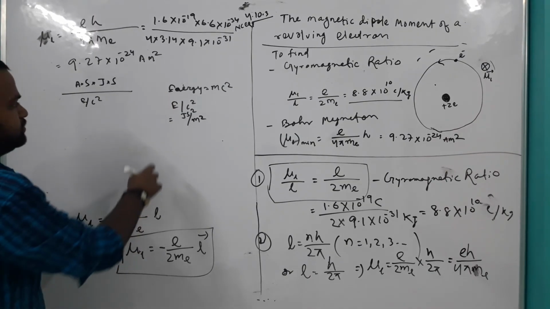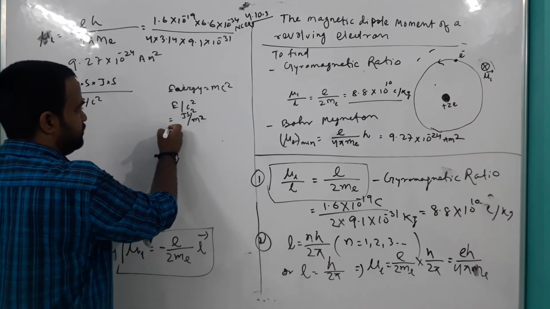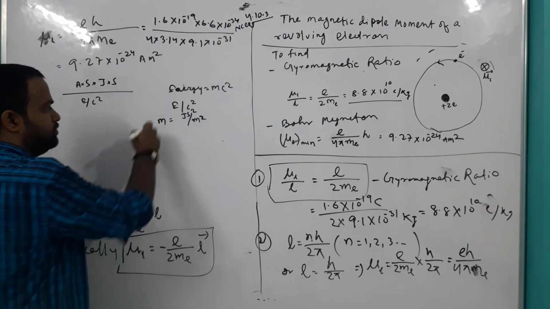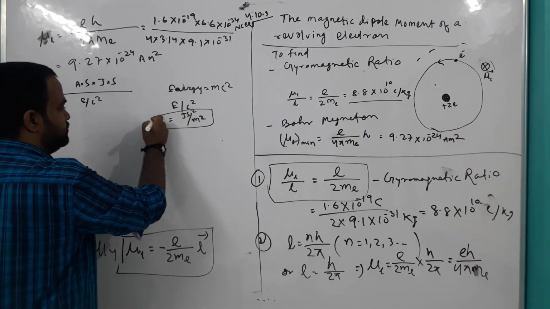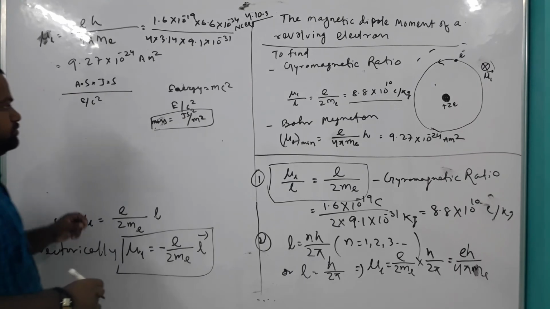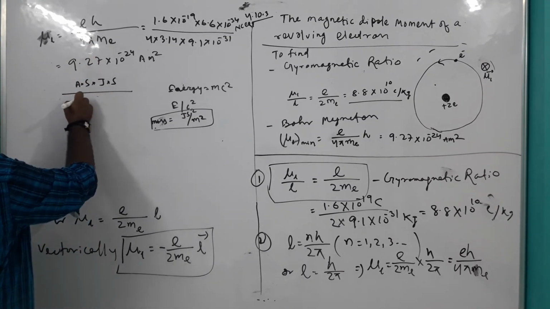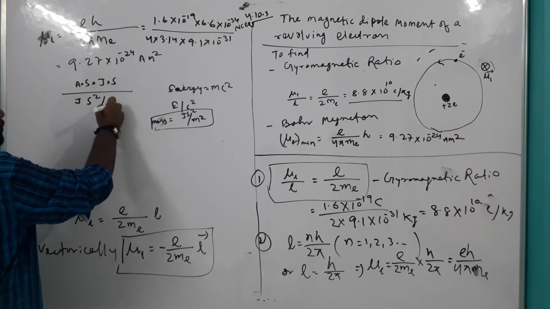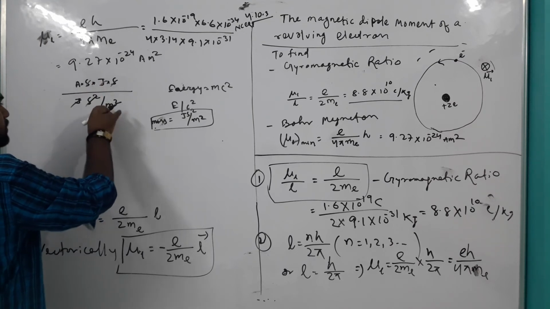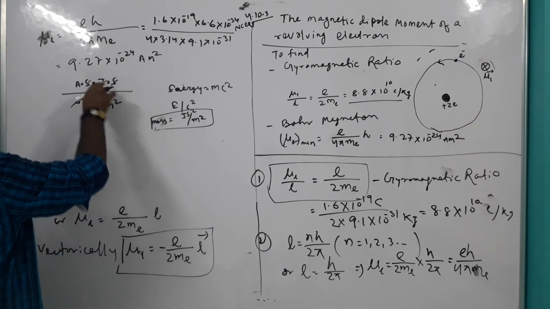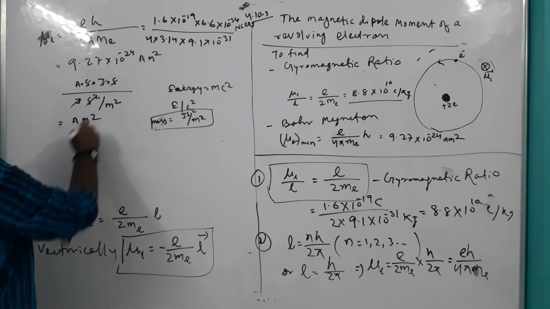This is your mass expression in terms of joule second and meter square. So I can replace this mass with joule second square per meter square. Second square cancels, joule cancels, meter square is in the denominator, it will go up, so the unit becomes ampere meter square.